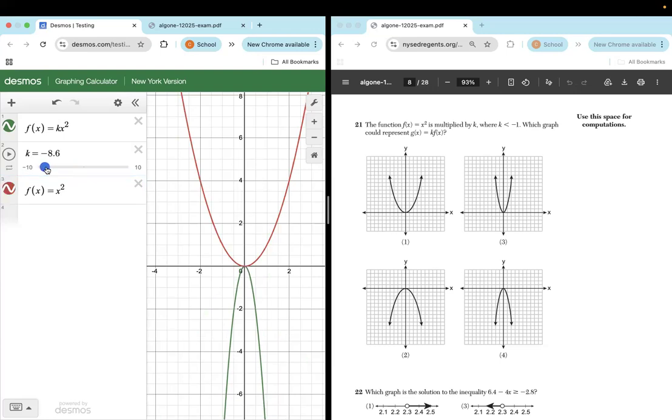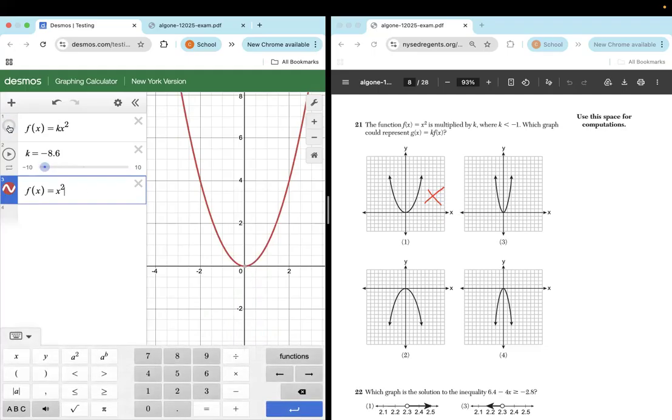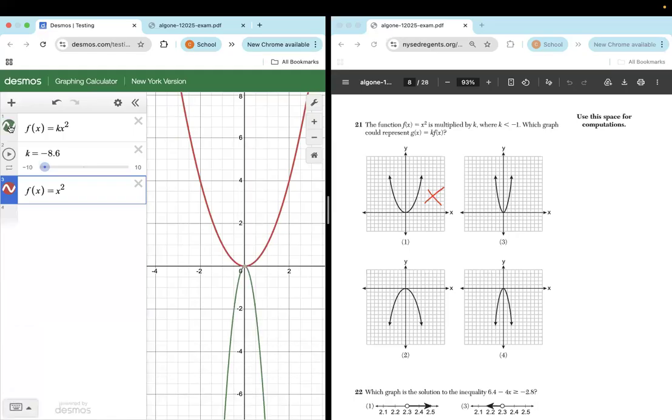So it is not choice 1. It's not flipped upside down, right? I'm comparing it to my original that I started with. So it's not choice 1, it's not choice 3. Choice 2 and 4 are both flipped upside down. But choice 4 is the one that looks like it was narrower or squeezed inward. So it's going to be choice 4.